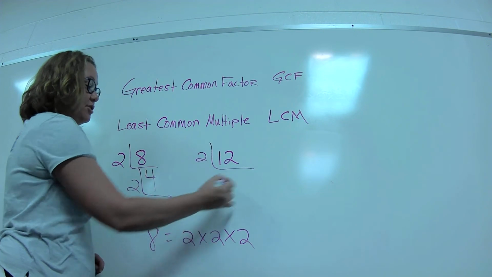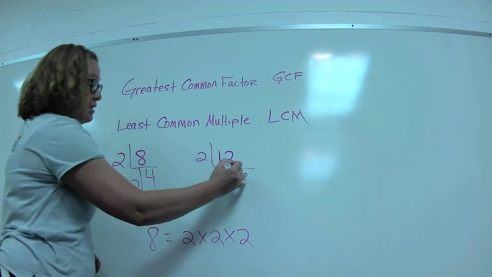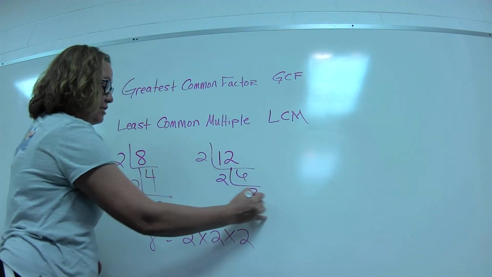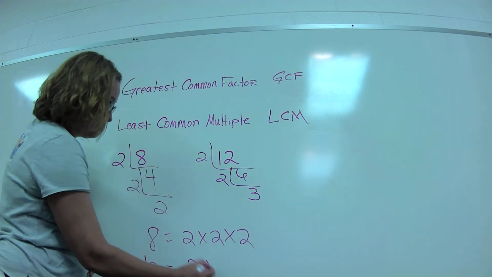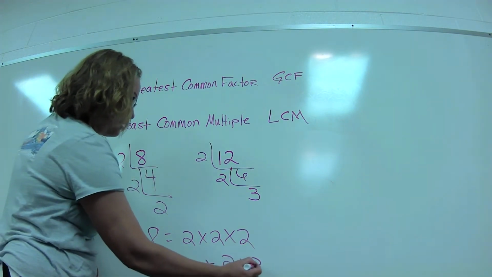12 divided by 2 gives you 6. Divided by 2 gives you 3. All right, so 12, again, is 2 times 2 times 3.